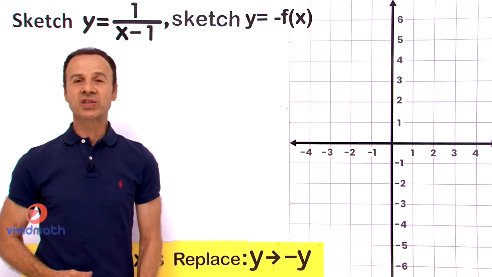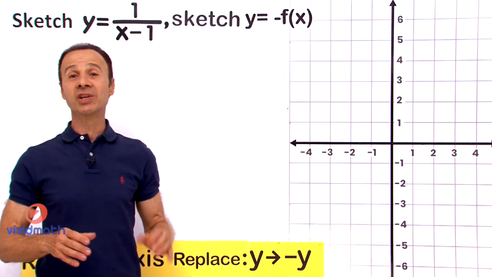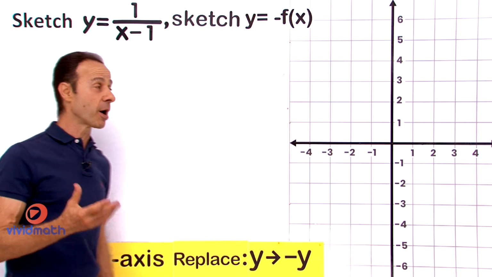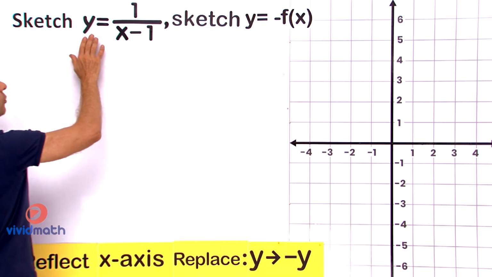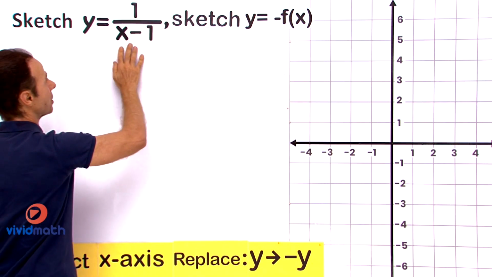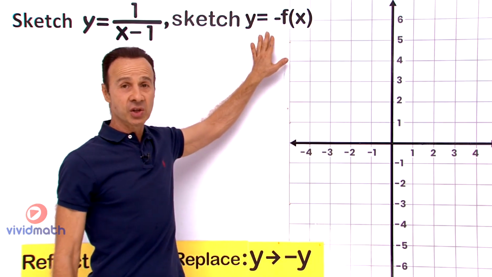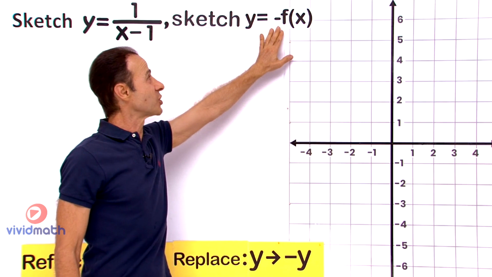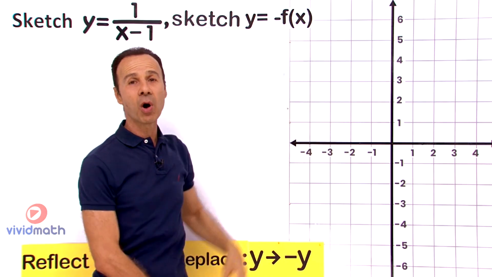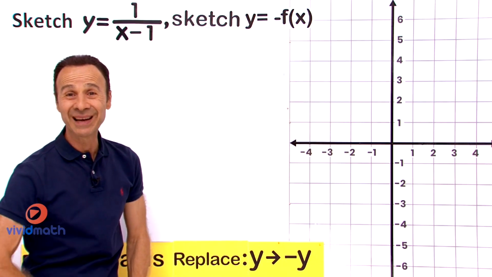All right, in this exercise, we are going to find a reflection in a hyperbola. The hyperbola is the function f(x) = 1 over x minus 1. And what we're going to do is sketch the reflection of that hyperbola, y equals negative f(x).